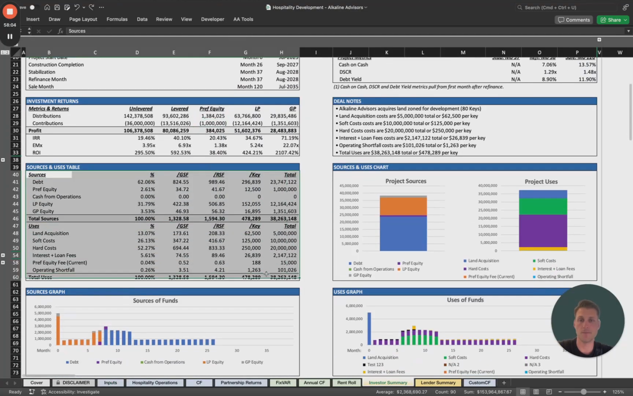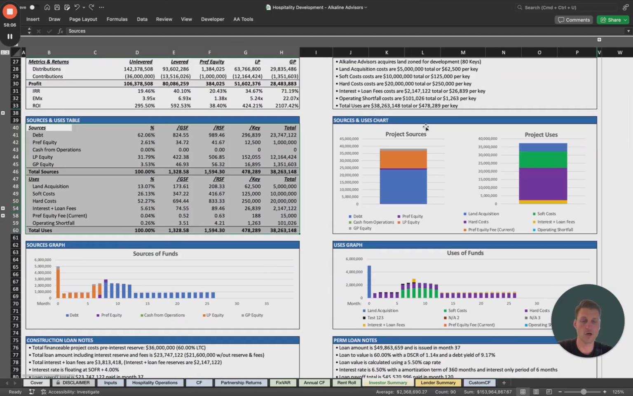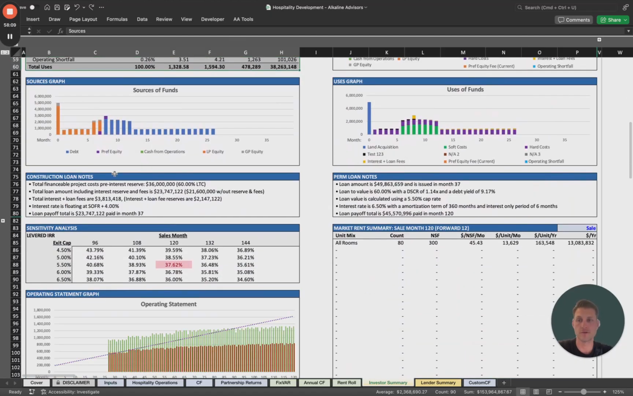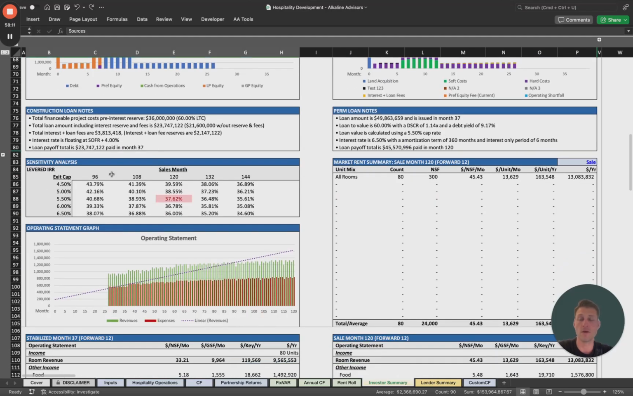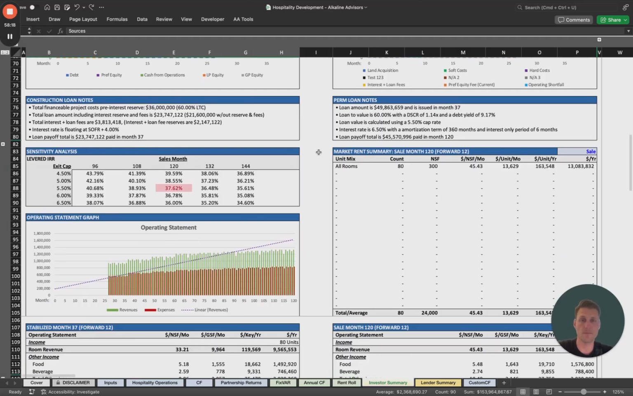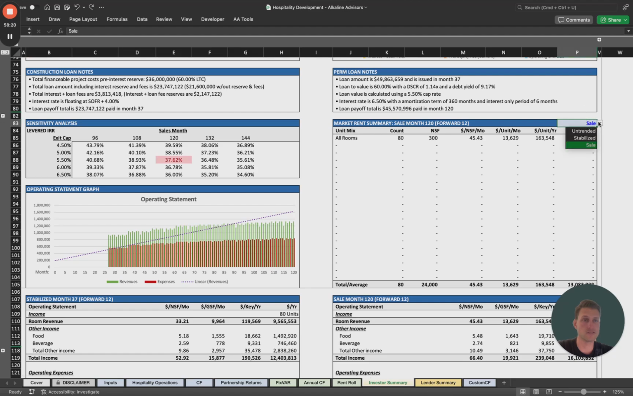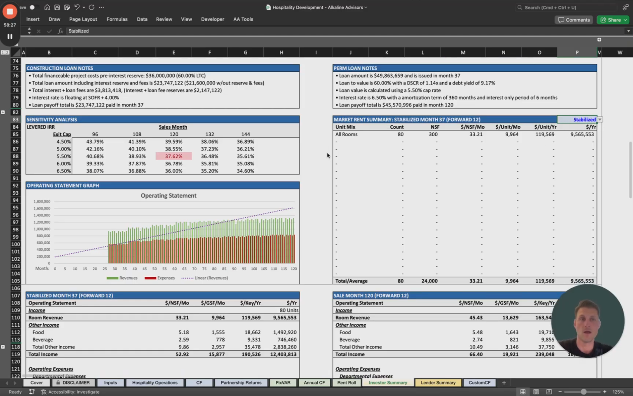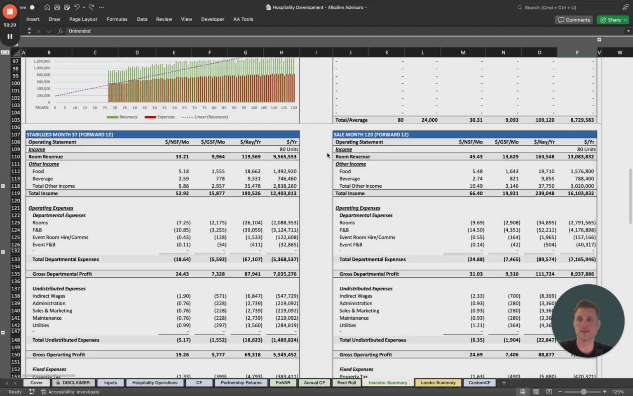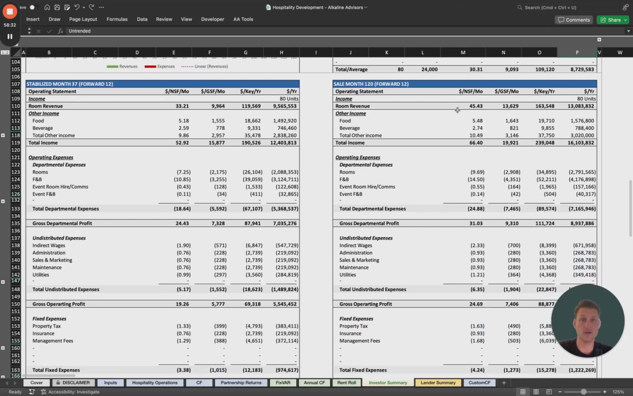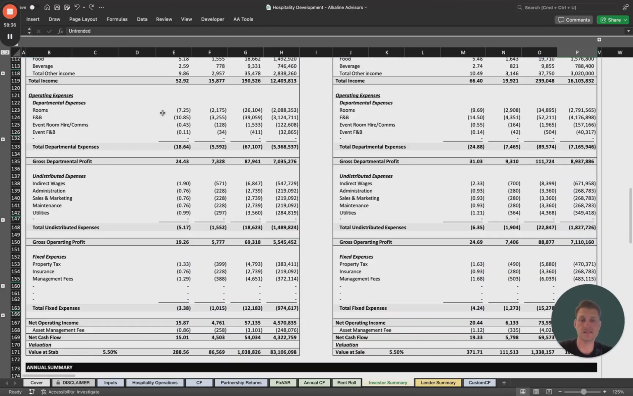Sources and uses will populate automatically. Same thing with the charts and the graphs. We have notes for construction loan, for perm loan. We have sensitivity. That is one thing we haven't reviewed yet. I will dive into that after this investor summary snapshot. We have the market summary. You can see what we look like on an untrended basis, a stabilized basis, or on a sale basis. We then have the snapshot of operations at stabilization versus sale. So this is giving us a bit more insight into what that snapshot looks like.